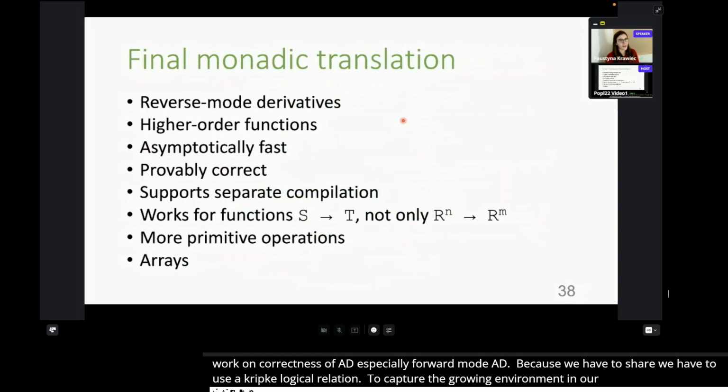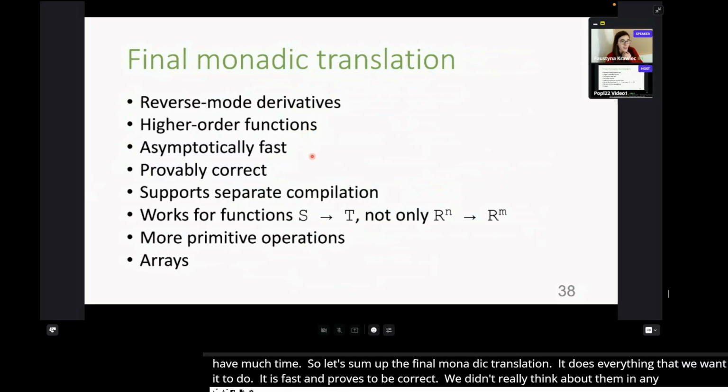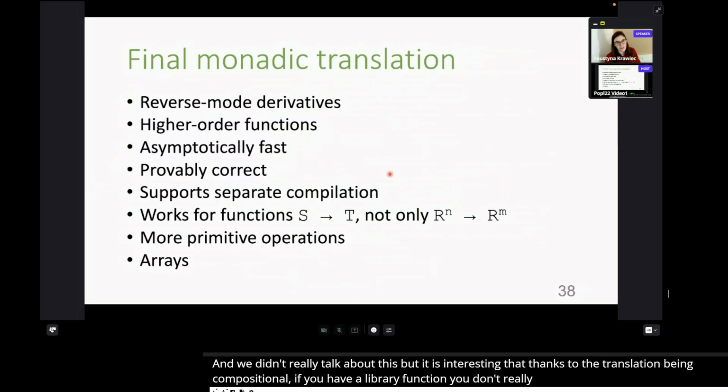I don't think we have much time, so let's just sum up that the final monadic translation basically does everything we want it to do. It's fast and it's provably correct. And it does support higher order functions really trivially, as we saw. We didn't really think about them in any explicit way. And we didn't really talk about this, but it's interesting that thanks to the translation being compositional, we can support separate compilation. So if you, for instance, have a library function, you don't have to retranslate this function every time you use it in a new program. You can do it separately.